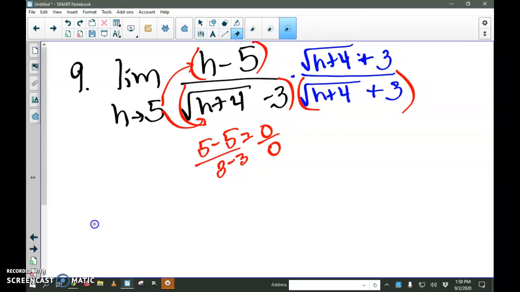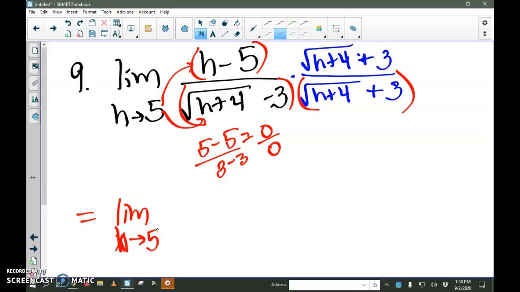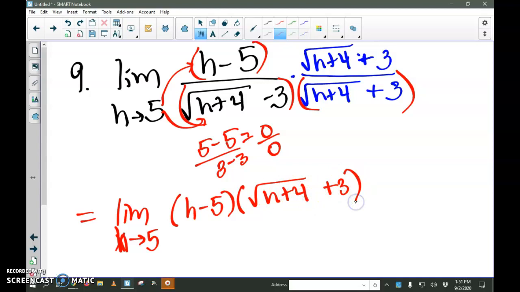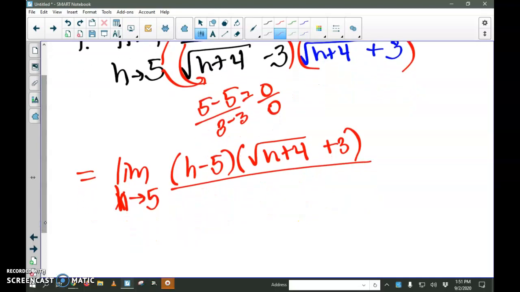Just write an equal sign. There we go. I'm not applying my limit yet, so I have to write the limit as h approaches 5. In the numerator, both expressions do not contain a square root. So I'm not going to waste my time multiplying these two binomials together because no magic is going to happen between the two expressions since that first expression does not contain a square root.